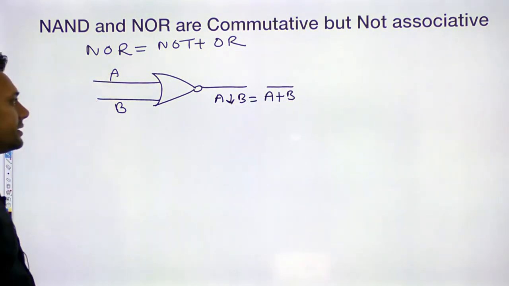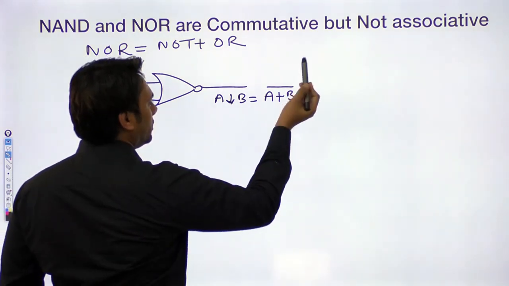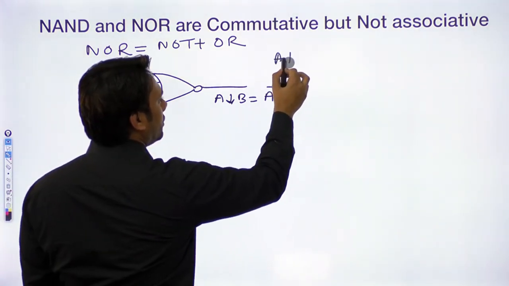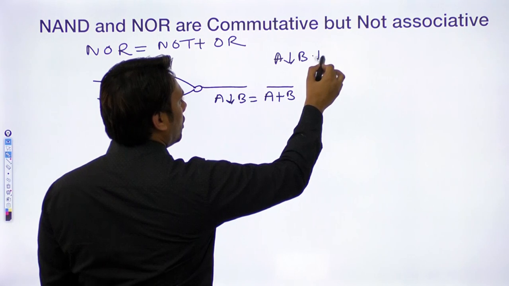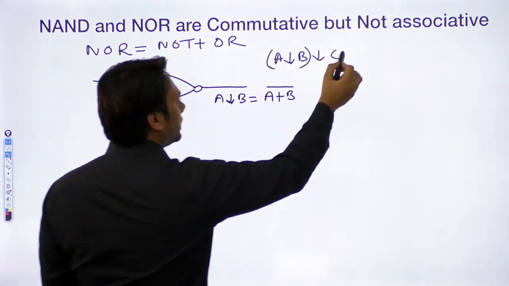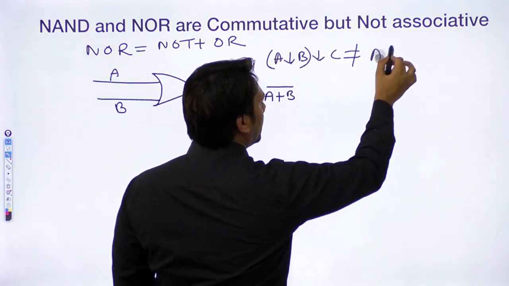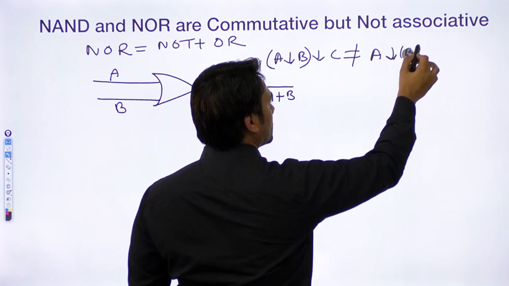So if I say that it is not associative, what it really means is if I do (A NOR B) NOR C, then this is not equal to A NOR (B NOR C).